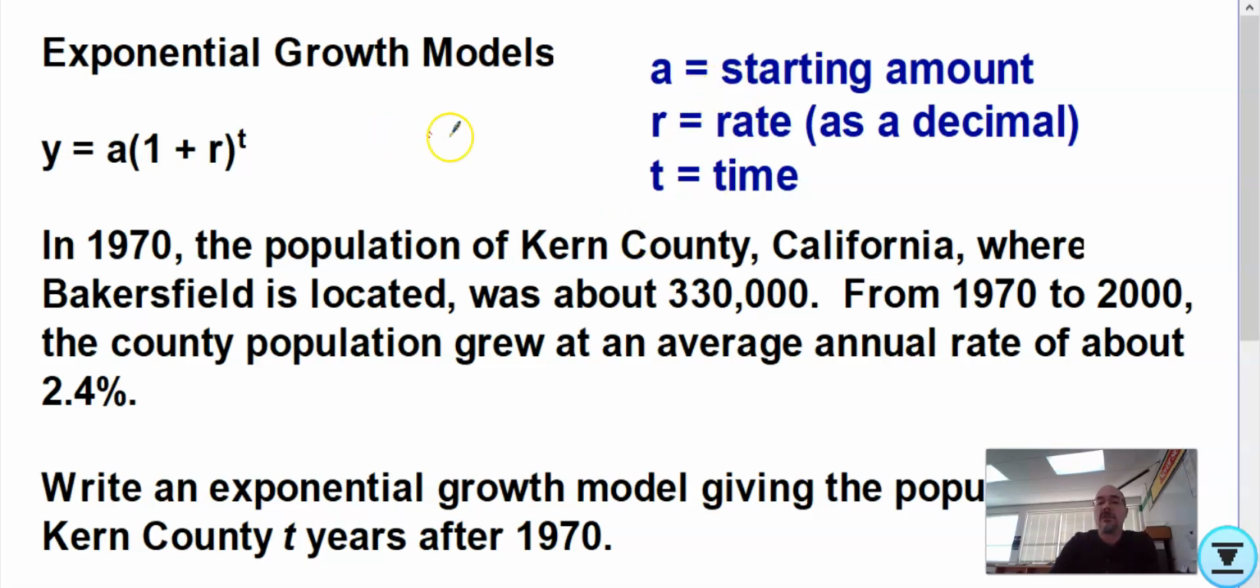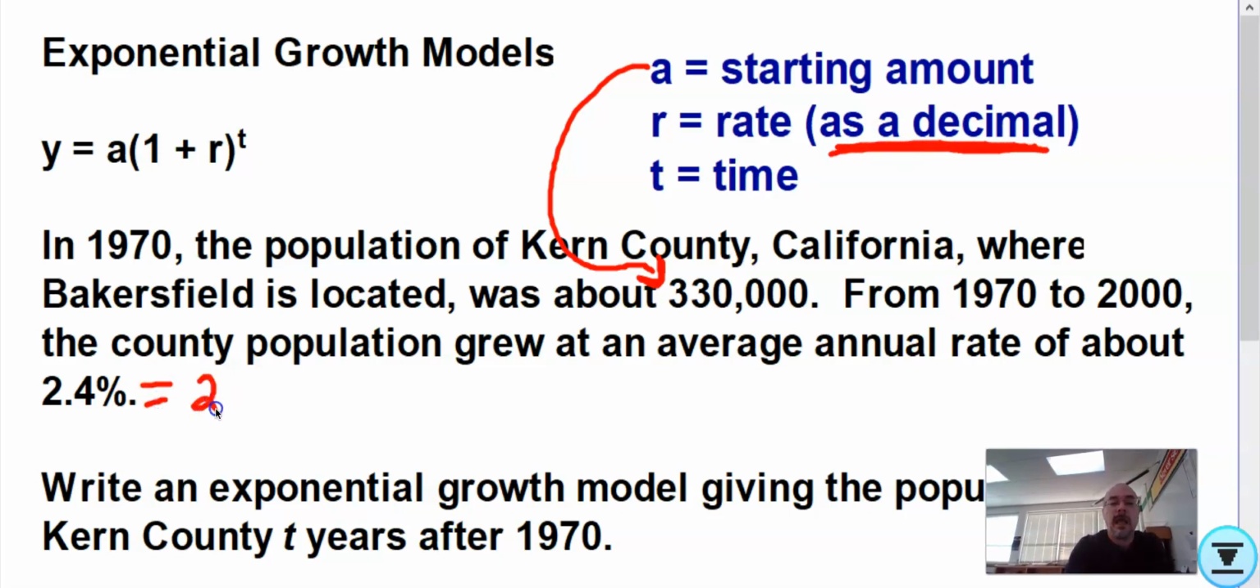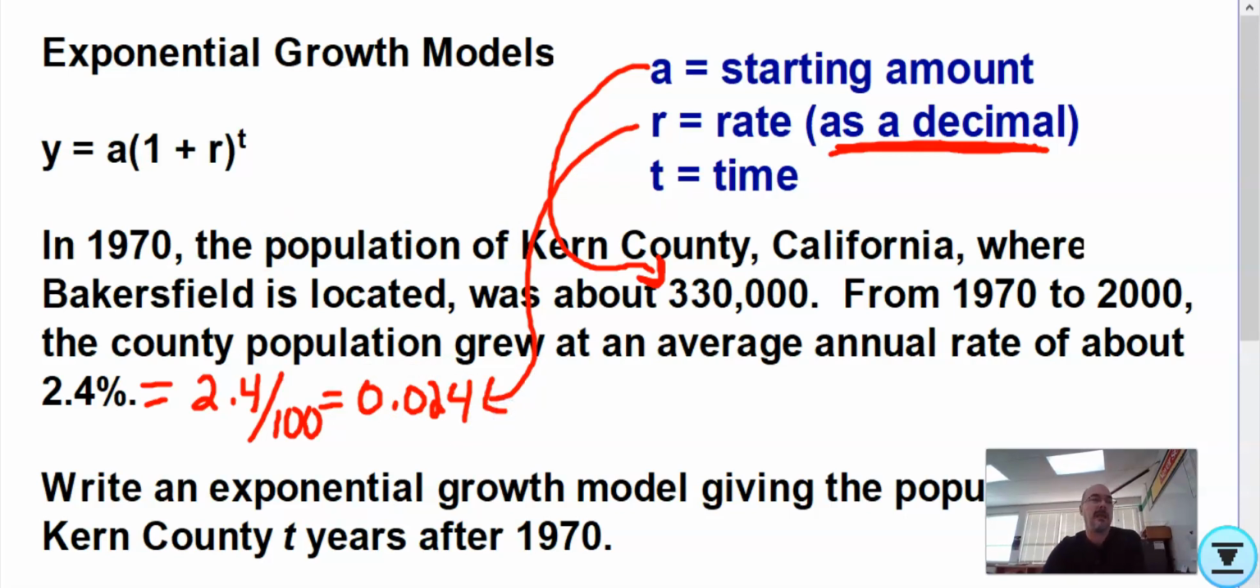All right, well, A, ladies and gentlemen, that is our starting amount. Okay, let me draw some arrows here. So our starting amount, obviously, is the 330,000. Okay, the rate, oh, I noticed here it says as a decimal, folks. Well, we have to convert this to a decimal. And remember, when changing a percent to a decimal, divide by 100. So the rate here is 0.024. Okay, that's our rate. And then t is our time.